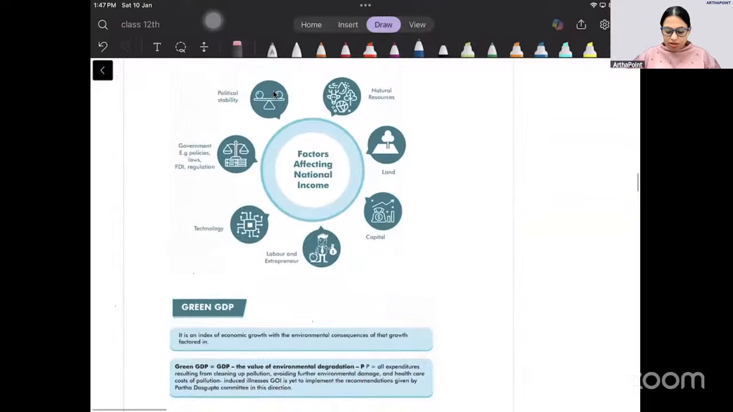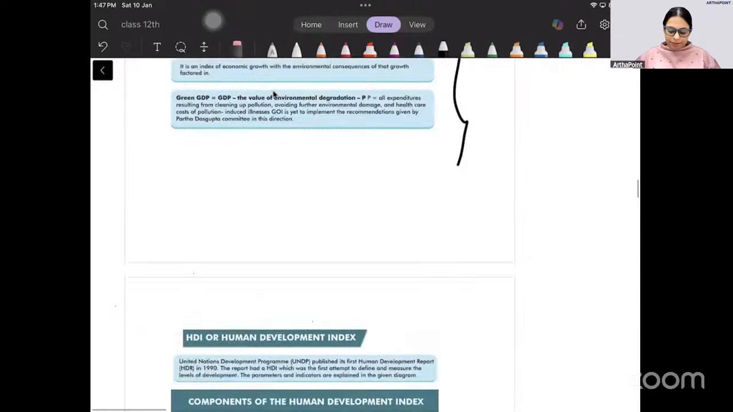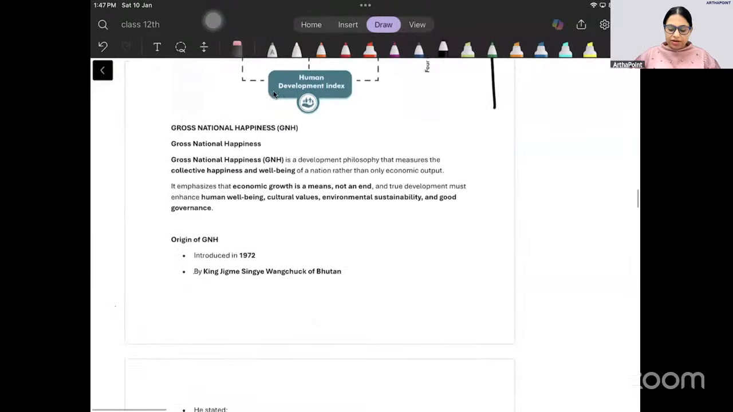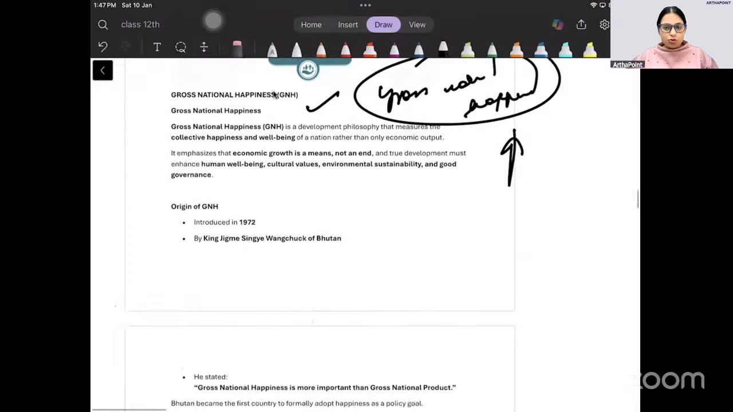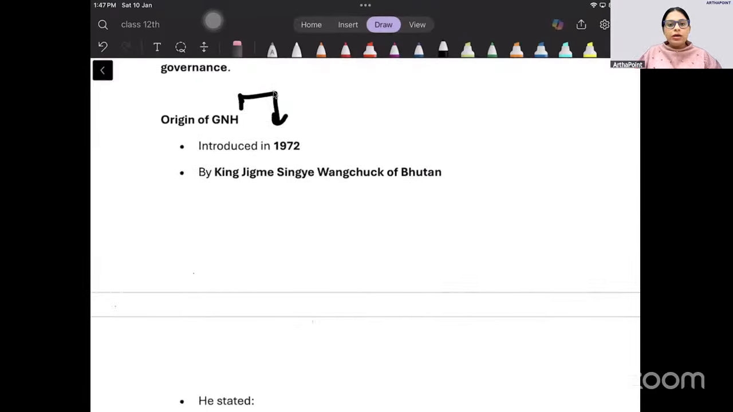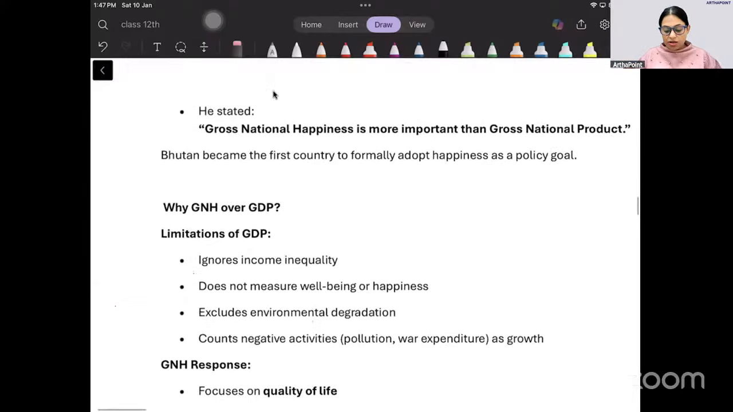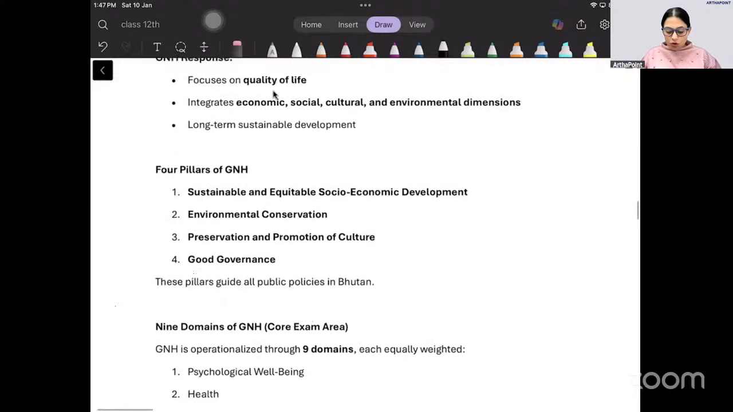What debate is going on? These are the factors which affect the national income. This is what green GDP is, and what the Human Development Index is, and what the Gross National Happiness Index is. All of this you have to do as part of your homework today itself. Some questions can come from these. You must know who gave the Gross National Happiness Index and in which year, which country is considered one of the happiest countries, and why happiness is more important as compared to GNP. All of this you will read through.